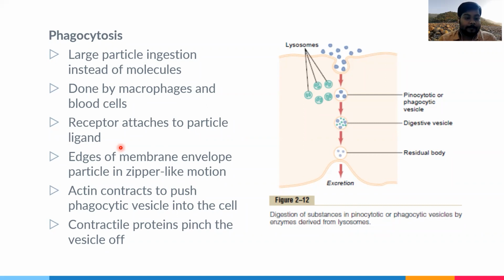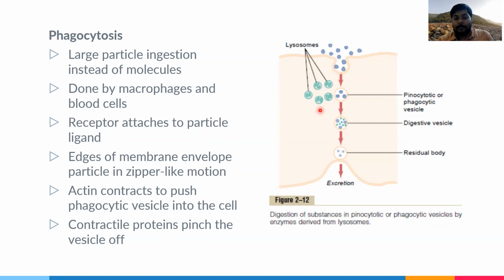Once the macrophage receptors are attached to the particle ligands, the edges of the membrane of the macrophage envelop the particle in a zipper-like action. Actin then contracts to push the phagocytic vesicle into the cell itself, and contractile proteins pinch the vesicle off. So we now have a vesicle formed inside the cell that contains this foreign particle inside it.